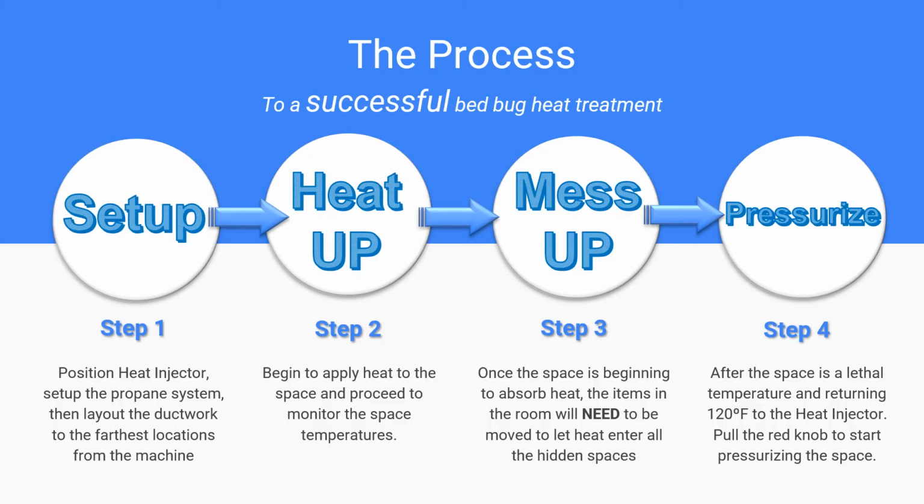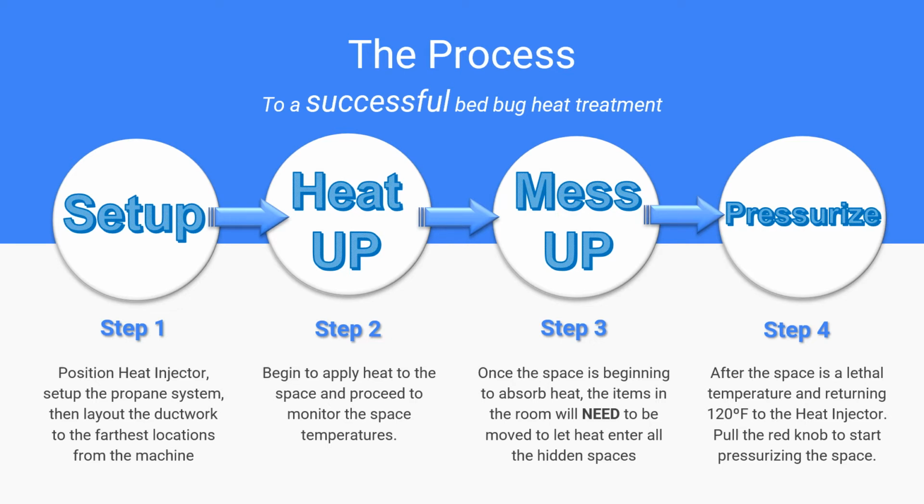Once the heat treatment has been set up and the heat injector is discharging lethal heat into those remote locations, we're going to want to take some space temperatures so we can monitor how the heat treatment is progressing. Once the space is up to a lethal temperature, we're going to want to start to mess it up. This is when we open the drawers, this is when we flip the mattress, this is when we start to move the furniture around. Anything that has not been exposed to the heat will need to be exposed to the heat for it to properly be a successful heat treatment.